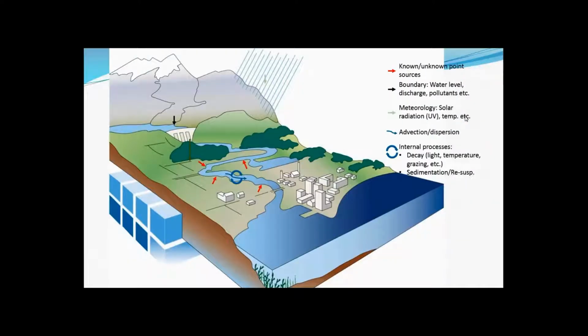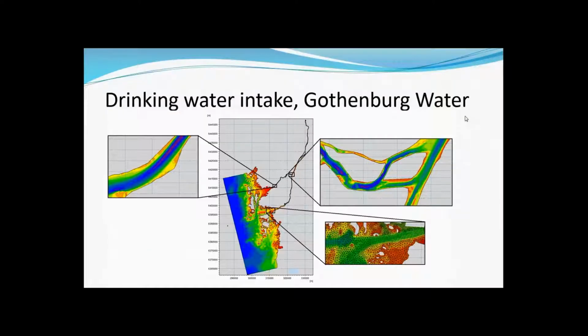Here I have an example from a river. It's an example we did for Göteborg Water. We have a dam upstream, we have some point sources down through the system, and in the city they have a drinking water intake. Here we want to make sure that the concentration of bacteria does not reach a certain level before they take it in for drinking water treatment. This is the model. Don't look too much at that one.